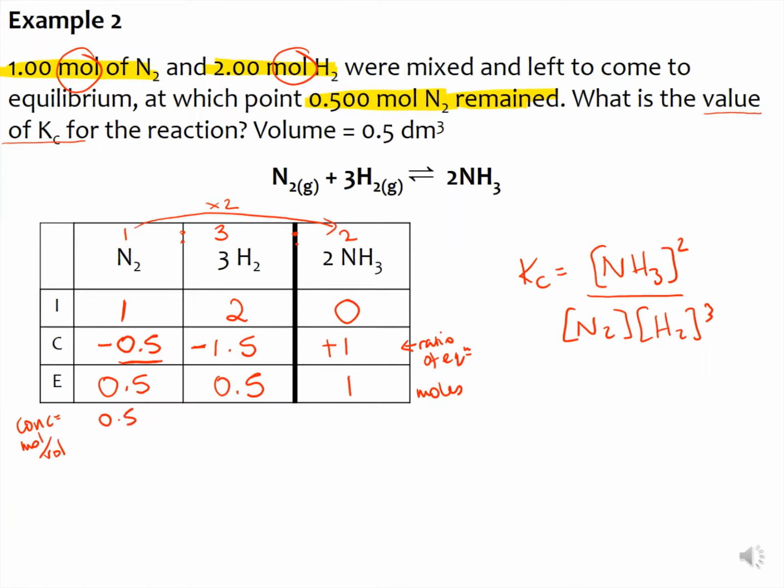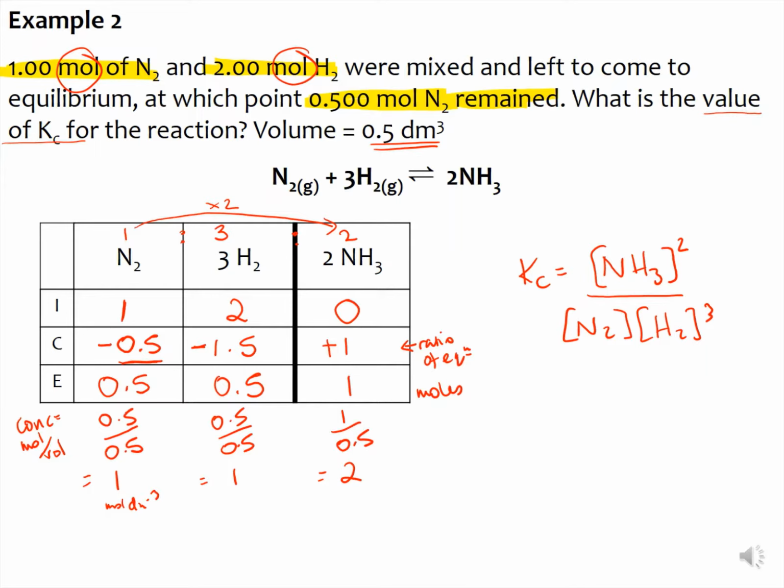So N2's concentration is going to be 0.5 divided by 0.5 because we have the volume at 0.5 in the question. So the concentration is going to be 1 for N2. It's going to be 1 for H2 because it's 0.5 divided by 0.5. And then for NH3 it's going to be 1 divided by 0.5, 1 mole divided by 0.5 decimeter cubed. So we'll have 2 mole per decimeter cubed of NH3 at equilibrium. So remember, those are concentrations, so the units of those would be moles per decimeter cubed.